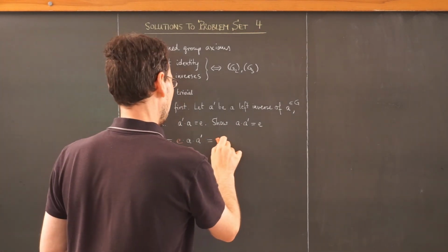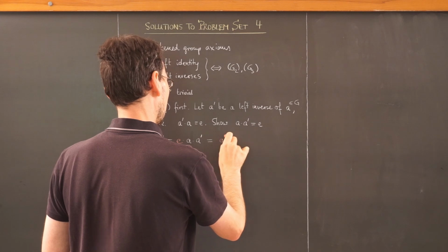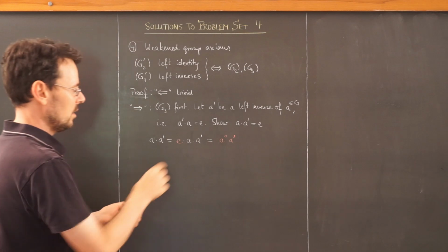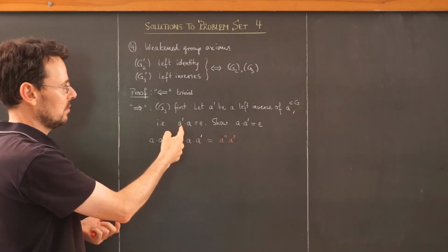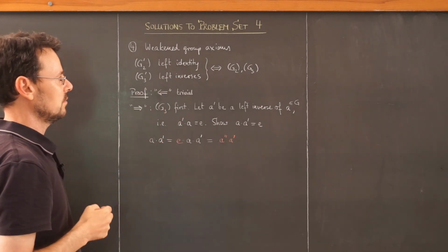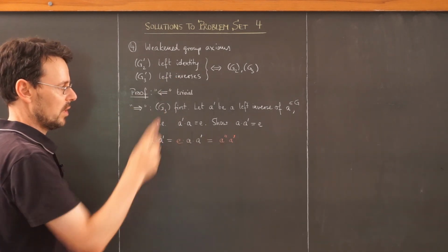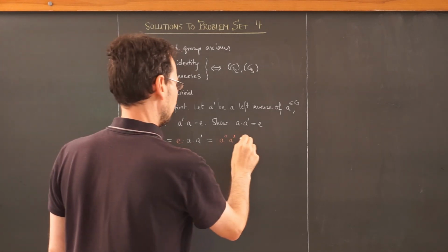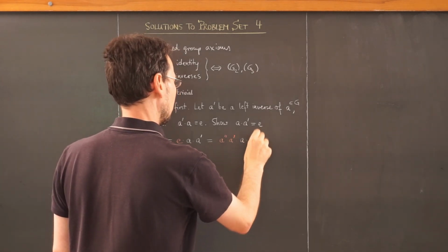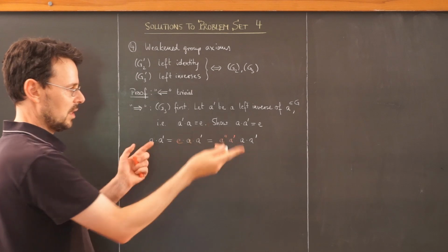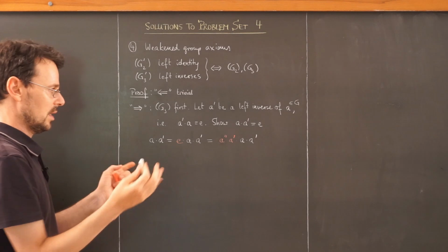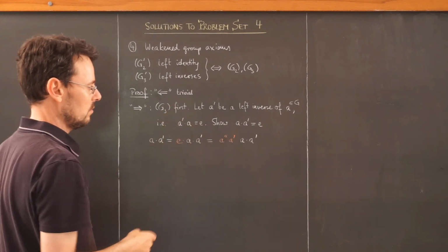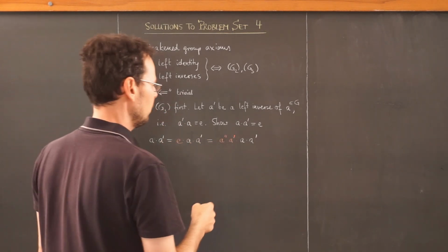But I know that also A prime has a left inverse. A prime is also an element of the group, and all the elements of the group have a left inverse. This I call A double prime. And by associativity, I drop all the parentheses. I would have to put parentheses here and here, but I can drop them. Remark that over your equal sign.